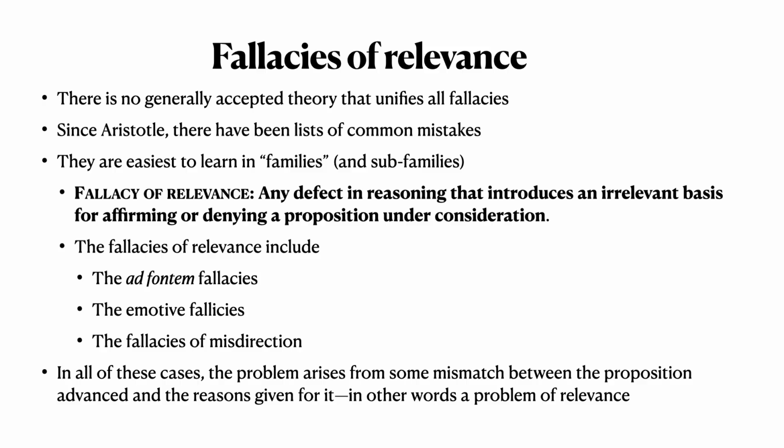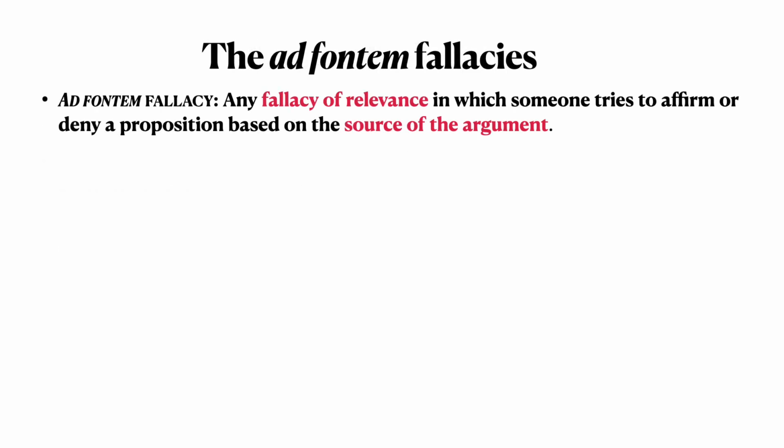Well, today's subfamily is the ad fontem fallacies, so let's get started with those. Here's the definition. An ad fontem fallacy is any fallacy of relevance in which someone tries to affirm or deny a proposition based on the source of the argument. Now, as I often do, I've used red to highlight the 2 things here that I want you to pay close attention to. And if you remember the work that we did back in chapter 4 on definition and division, then I think you'll appreciate what it is that we're doing here.